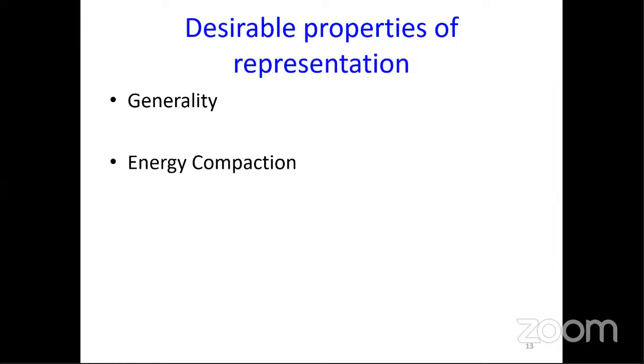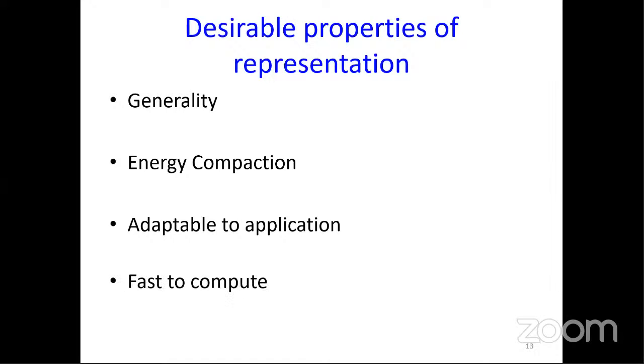The second one is that the transform should have the ability to compact energy into few coefficients. That means once you transform a signal into another domain, all the energy should be packed into few coefficients. Then we call it energy compaction. The third one is that the transform should be able to adapt to different applications. For example, the transform can be applied for enhancement, for compression, and for fusion. Like that, different applications are there. The transform should be able to adapt itself to different applications. Then only it will be a popular transform.